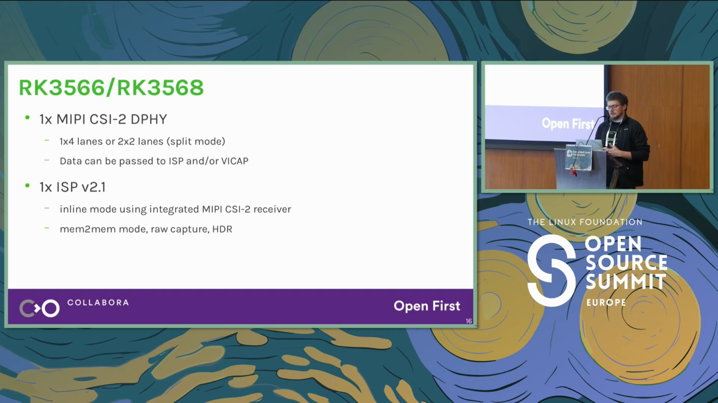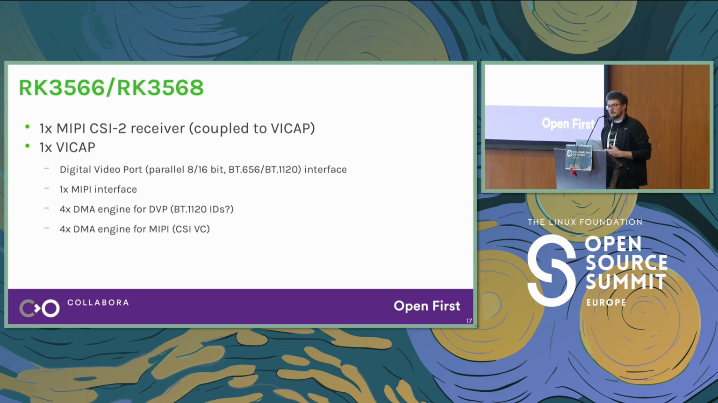And I'd say the most straightforward bit is the inline mode, where the ISP captures the data from its internal MIPI CSI2 receiver. And there are other possibilities, however. That is the memory-to-memory mode. It's offline processing, as I mentioned before. You have the chance to capture the raw image sensor data, and there's also support for HDR.